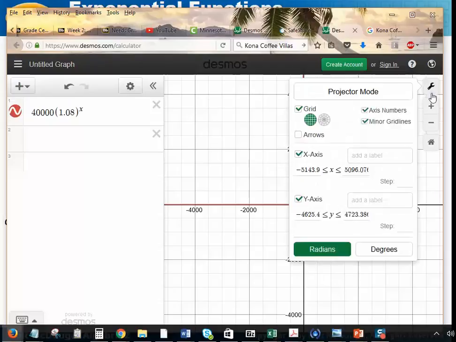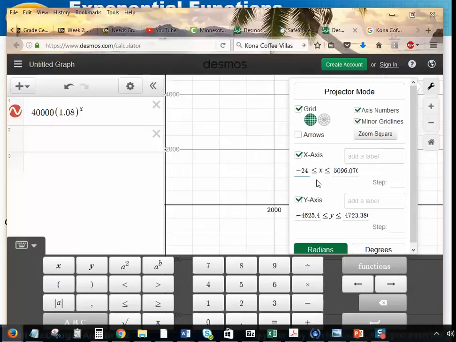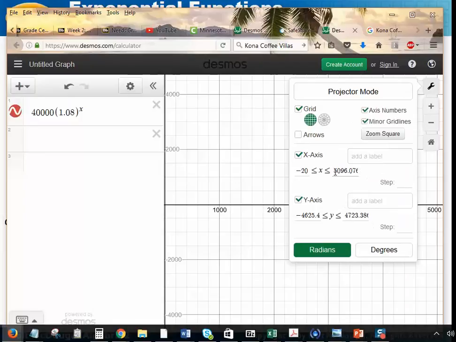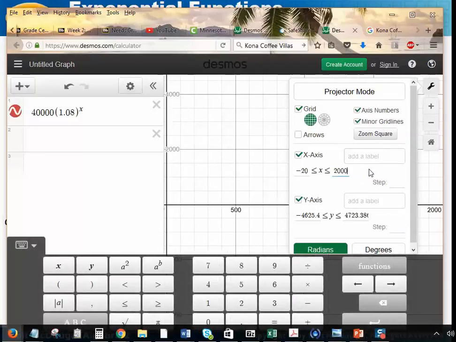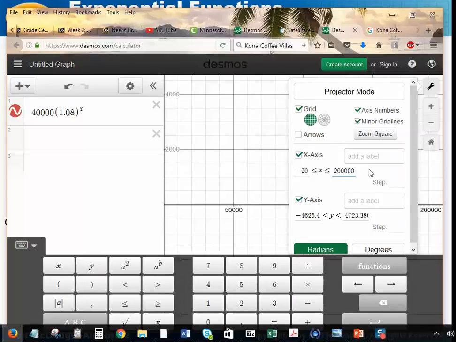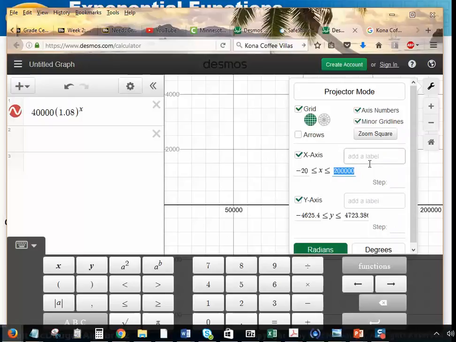So I'm going to fix the way my graph looks by going to graph settings. Right now, my x-axis is showing from negative 5,000 something all the way to 5,000 positive. I'm going to change this so that it's only showing from, let's say, maybe negative 24, or I'll say negative 20. And then I want to go up to pretty high because this is going to increase a lot. So like 200,000. Oh, no, this is my x value. My x value only has to go up to like positive 20.